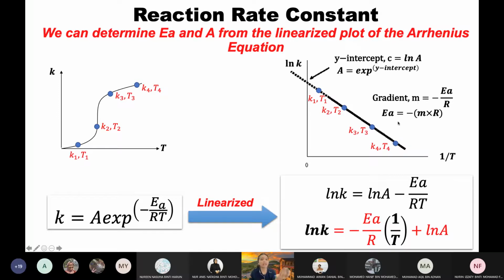So what about A? Okay, dapat equation, ln A is your y-intercept. So you plot your graph, you look at the y-intercept. That y-intercept is equal to ln A. Bukan A, dia ln A.